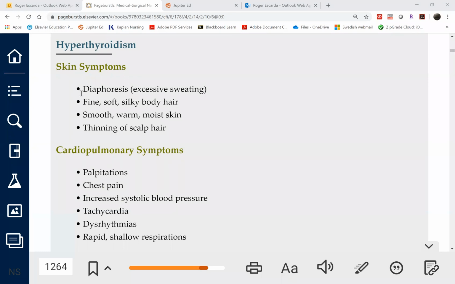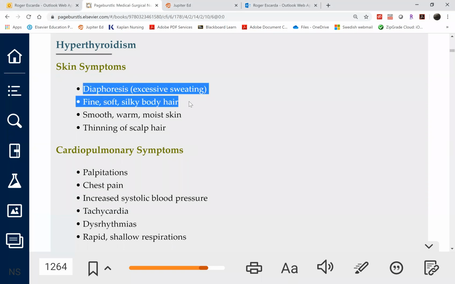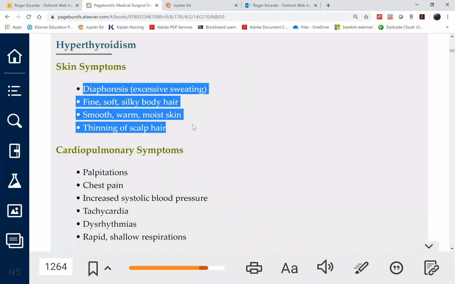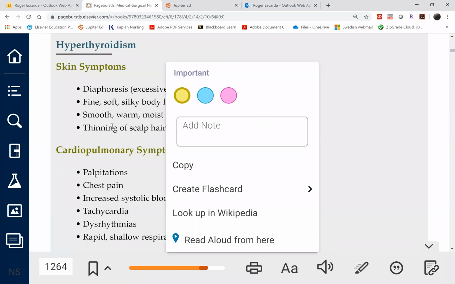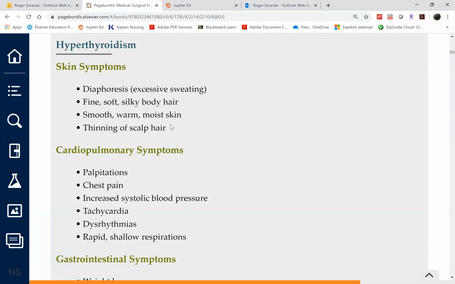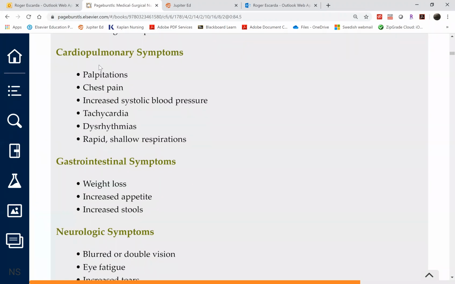So let's start with the skin. The patient will have hyperactive sweat glands, resulting in severe sweating. Skin will be moist most of the time and warm also, because of the increased metabolism. You start losing hair, and it's not just on your head but everywhere. Cardiopulmonary symptoms will be tachycardia and high blood pressure. In fact, during a thyroid storm, which is a thyroid crisis, the patient may develop a hypertensive crisis, or may have a stroke in the process.